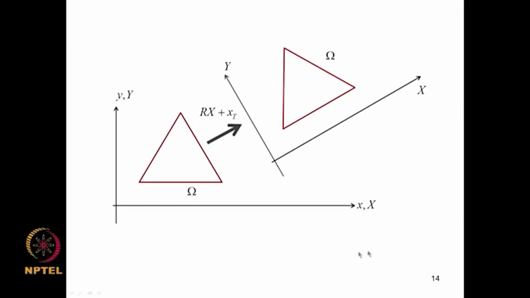Now, how does it look pictorially? Suppose you consider a triangular domain. Upon this transformation R X plus x_t, the effect of R is to rotate this as shown here, and the effect of x_t is to translate. So, this is how the element looks upon undergoing this deformation.